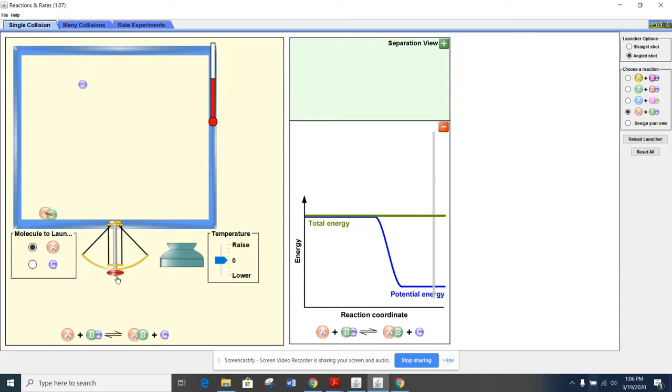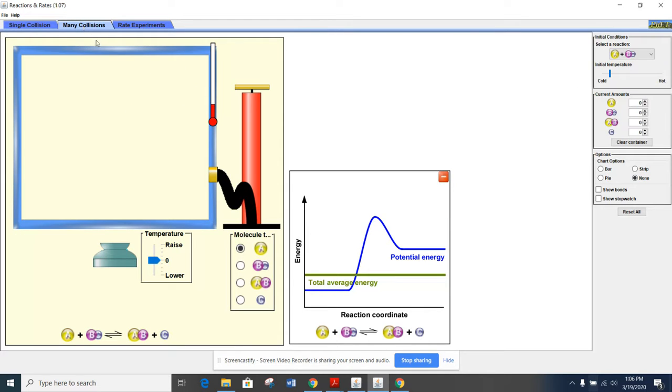Okay, so we're now in a very stable position for our product sitting down here. The chances of it going up this energy hill in reverse and becoming reactant are very slim. So there's lots of variables to manipulate on this side, and then you can go to many collisions and play around with this one. Again, it's all the same sort of variables. We can raise or lower the temperature. We can choose 5 different reactions. Oh, here's a very exothermic.